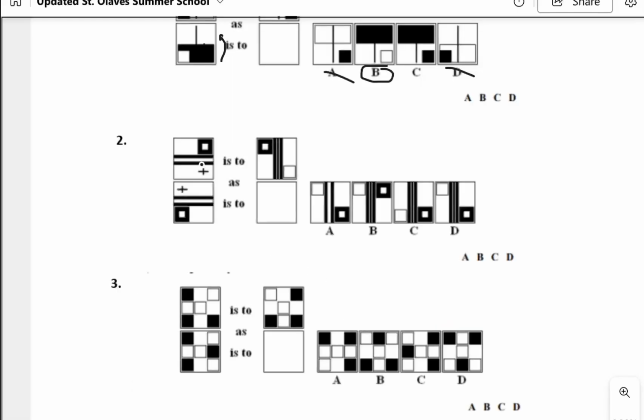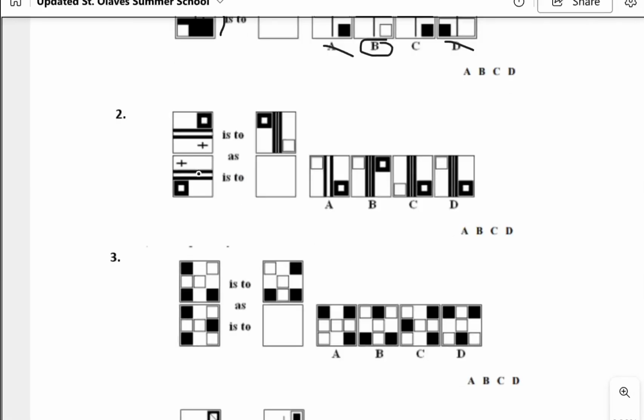So if in the middle we have these lines that go together, if these lines are further apart over here, then they'll come close together. So we have to cross out A. And then this bold black square will go to this side. Then this bold black square will go to this side. Therefore, we can cross out B.